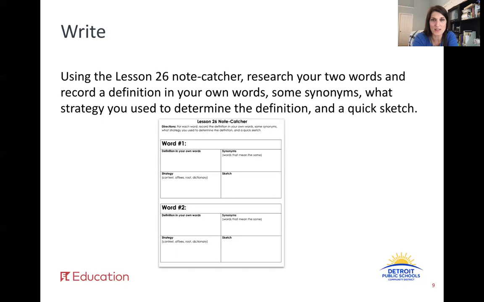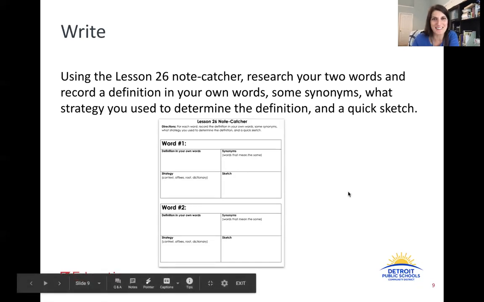Again, you see that it says Lesson 26 note catcher. The directions, it says just that. For each word, record the definition in your own words, some synonyms, what strategy you use to determine the definition, and a quick sketch. When we look there, it says word number 1. You're simply going to write your word next to it. So again, if vortex is your word, that's where you would write it. Definition in your own words. This is where you would write your word and the definition in your own words. Synonyms in the next box next to it. The strategy. How did you figure out what this word means? Did you use the dictionary? And then a sketch. So what does that word look like in a picture? Then you're going to do the same work with word 2. Go ahead and press pause and do your very best work.